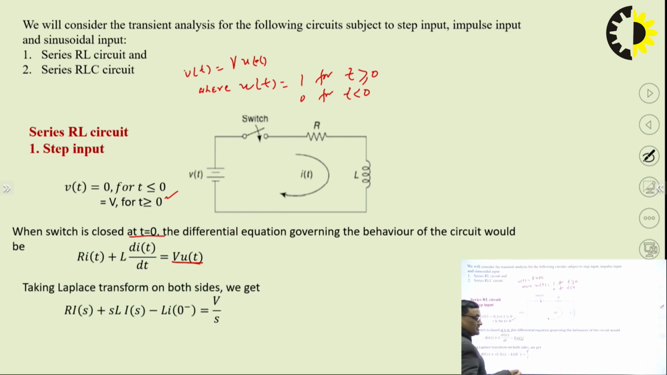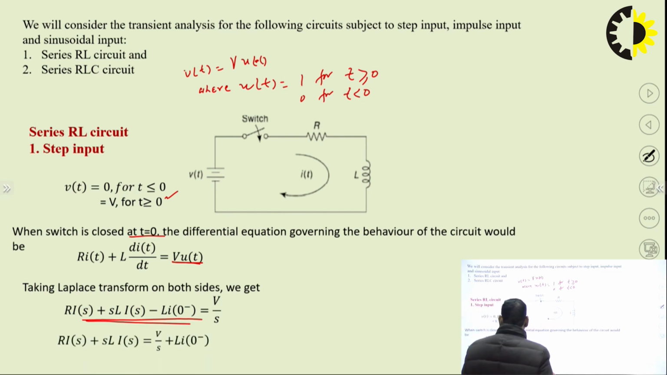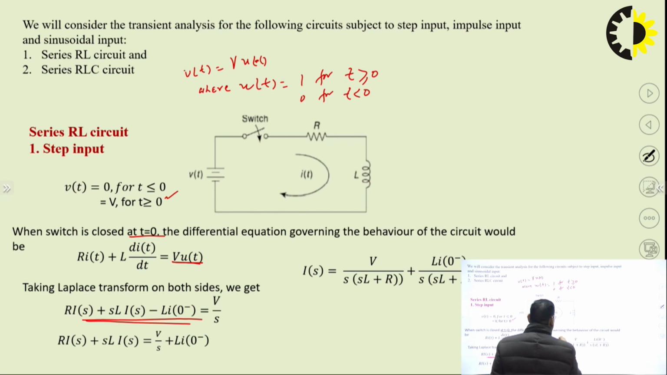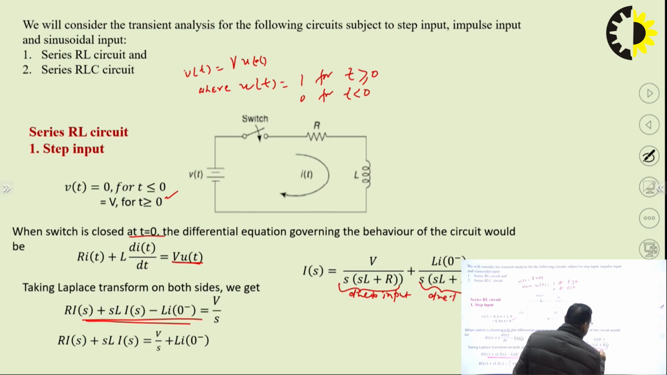Basically it is a differential equation. To solve a differential equation, we apply the Laplace transform. So, take the Laplace transform of the above equation, we get this expression, and find the expression for I(s). There are two components we can see here: this is due to the input, and this is due to the initial condition.